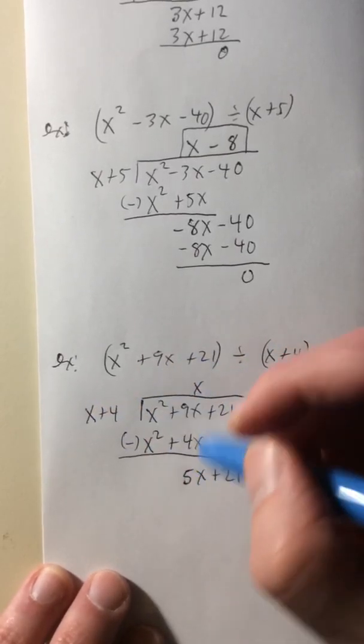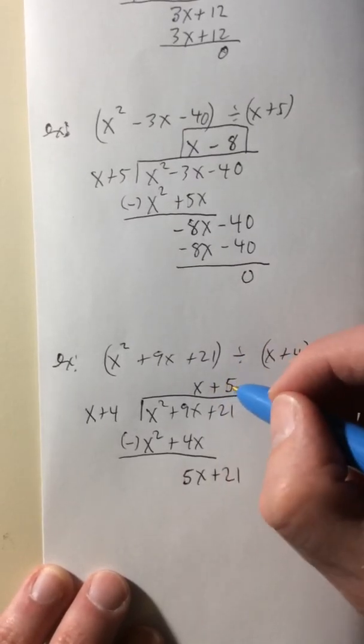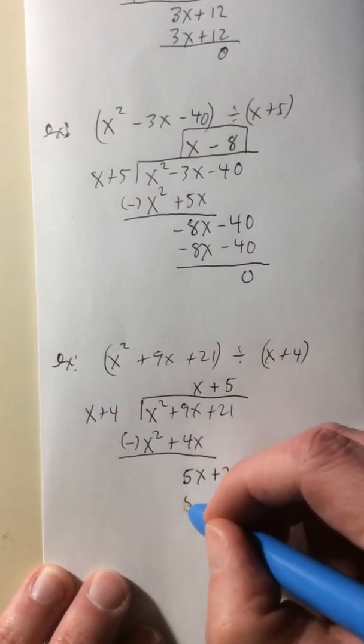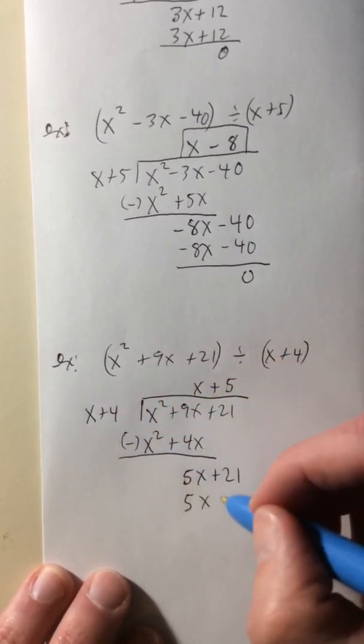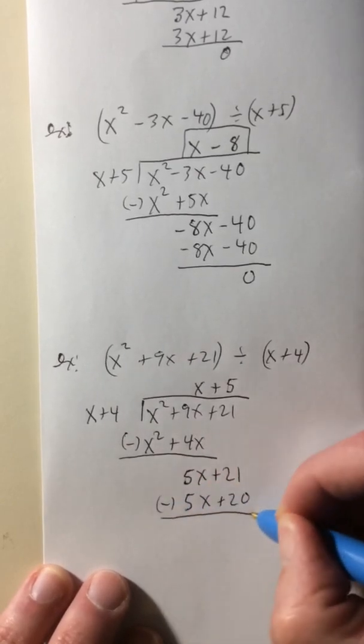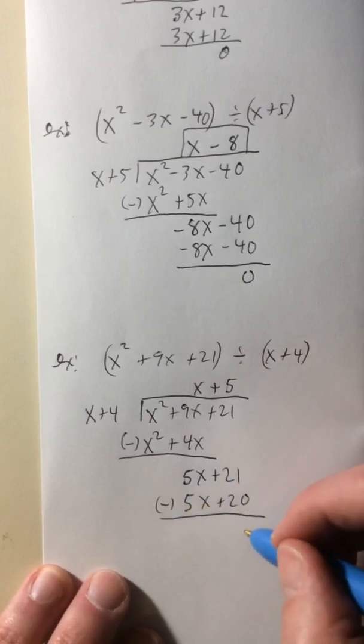Ask again. X times what makes 5x? Positive 5. So put a plus 5 there. Multiply, same procedure as always. 5 times x is 5x. 5 times 4 is 20. And now we see that there is some remainder. So we're going to get 21 minus 20 is 1.